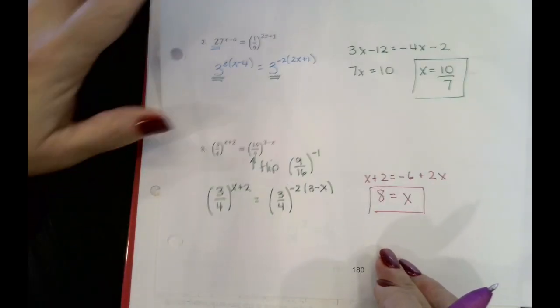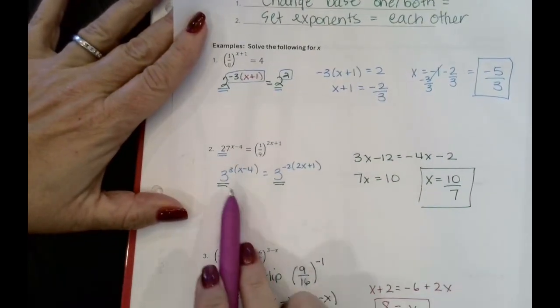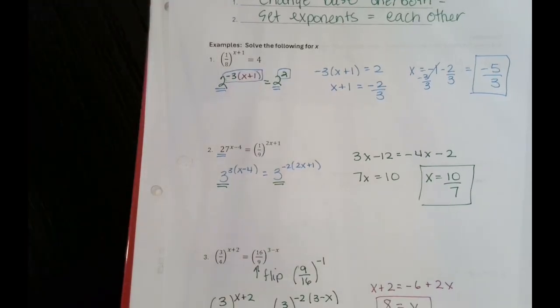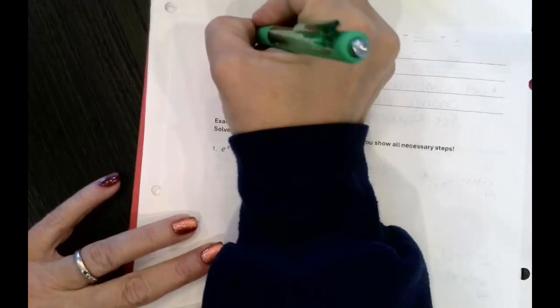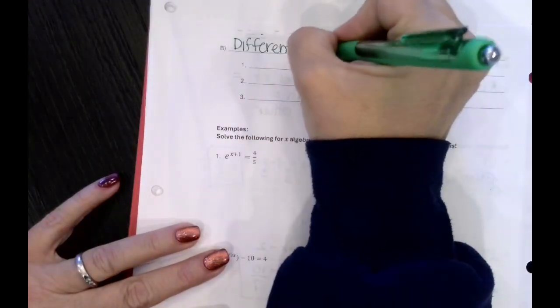Okay, so the key here when we're solving these exponential equations is we want to have the same base. We kind of did this the other day, it's just that they're getting harder. Okay, so now we're going to look at this a different way. We're going to look at the different base method.